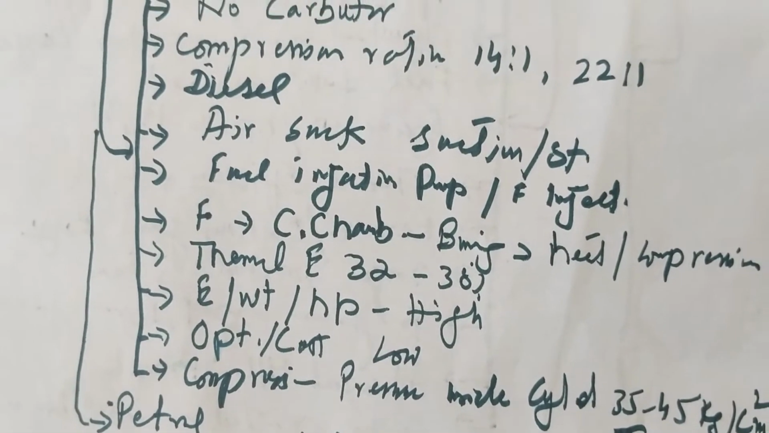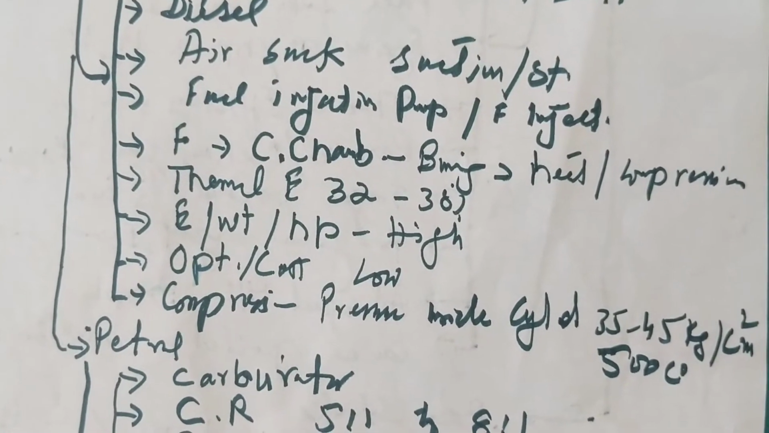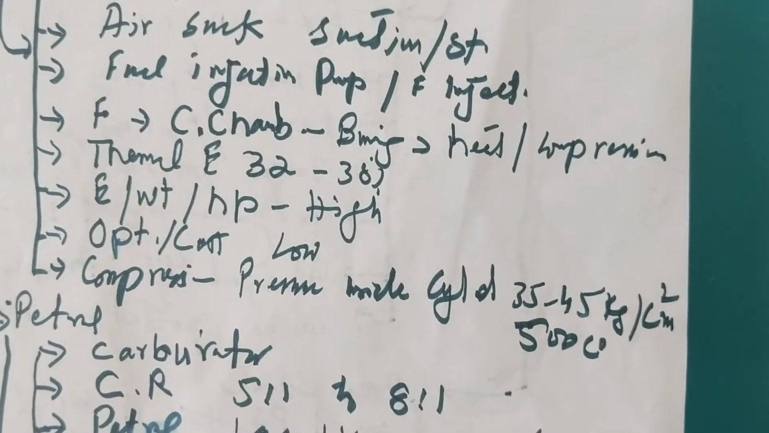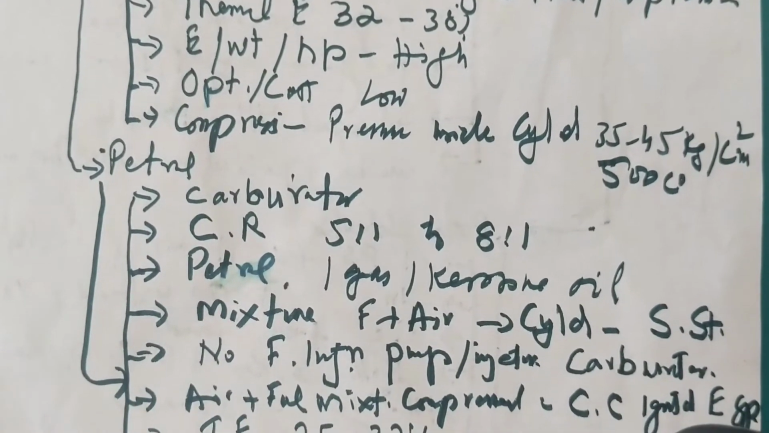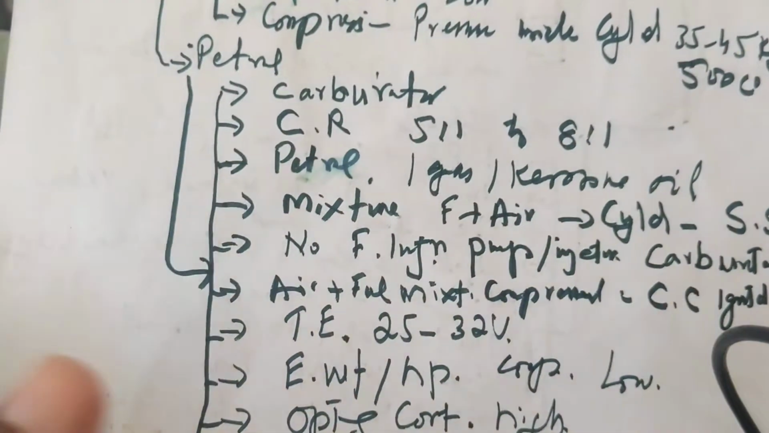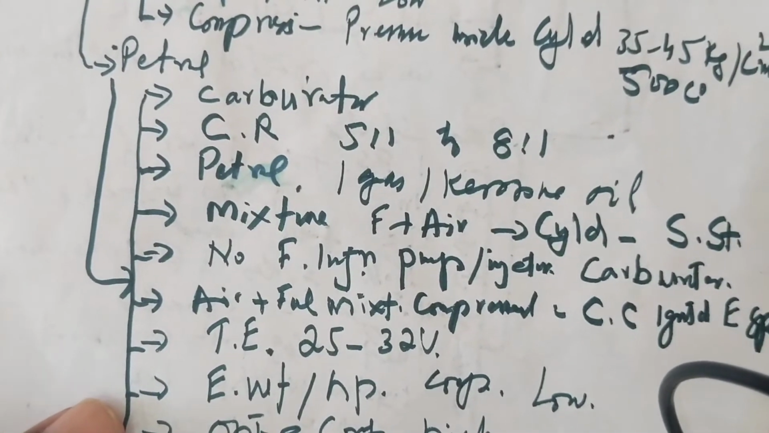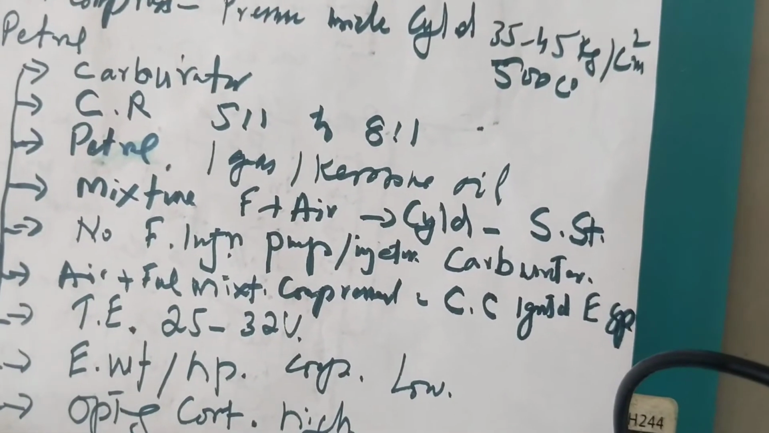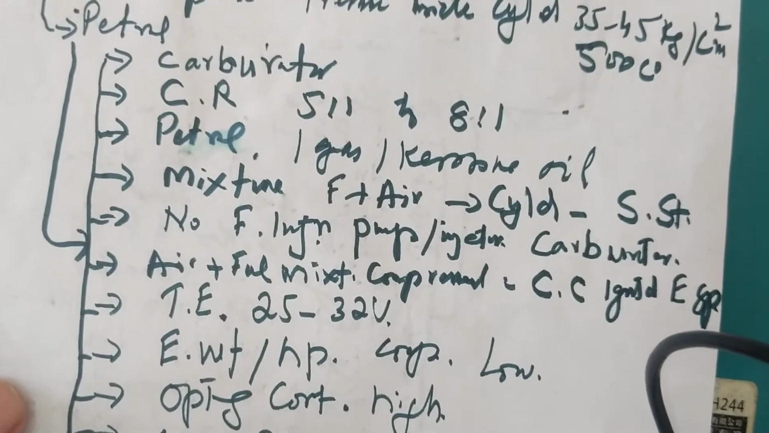Next point, in case of a diesel engine, when fuel comes into the combustion chamber for burning, heat of compression is used, whereas in case of a petrol engine, the air-fuel mixture is compressed in the combustion chamber and ignited with an electric spark plug.